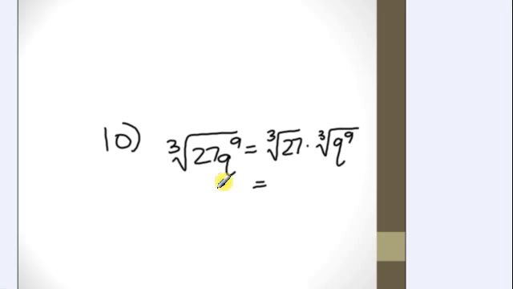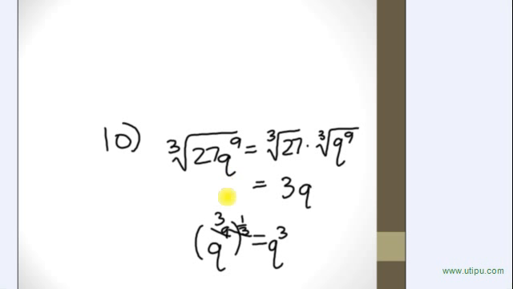Cubed root of 27 is 3 because 3 times 3 times 3 equals 27. And the cubed root of q to the 9th power, we'll think of that as q to the 9th power and then to the 1/3 power. Power to power we multiply, and I can cross cancel here, and I get q to the 3rd power. Another way of thinking about this is that there are 3 groups of 3 q's within here, so the cubed root of that would be 1 group of 3 q's. So that simplifies to 3 times q to the 3rd power.